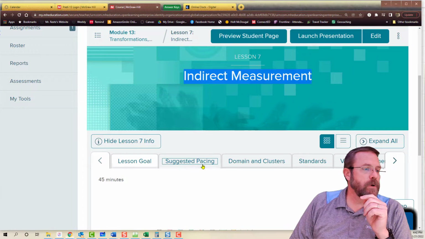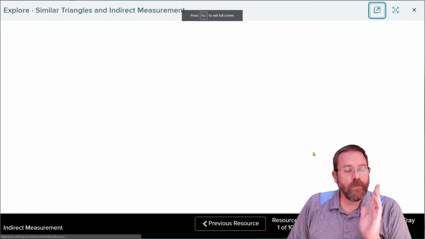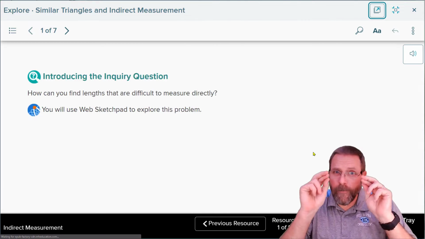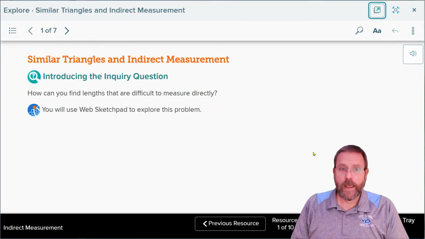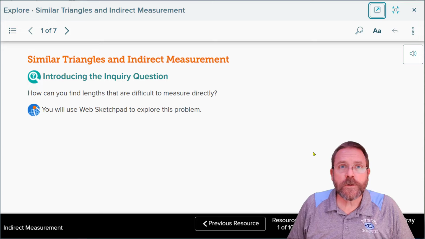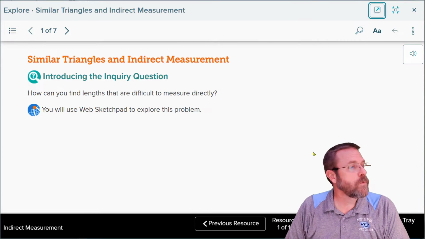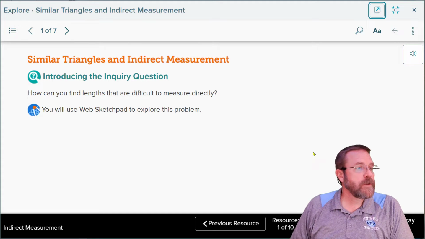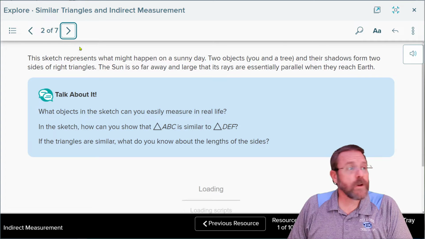According to the textbook, we're going to have a single day lesson here. There is only 10 resources. Fingers crossed, we might get this done in one video. Let's get started. They didn't even waste our time with any foo-foo stuff. We're getting straight into the inquiry question that says, how can you find the lengths that are difficult to measure directly? And the answer to that is through indirect measurements.